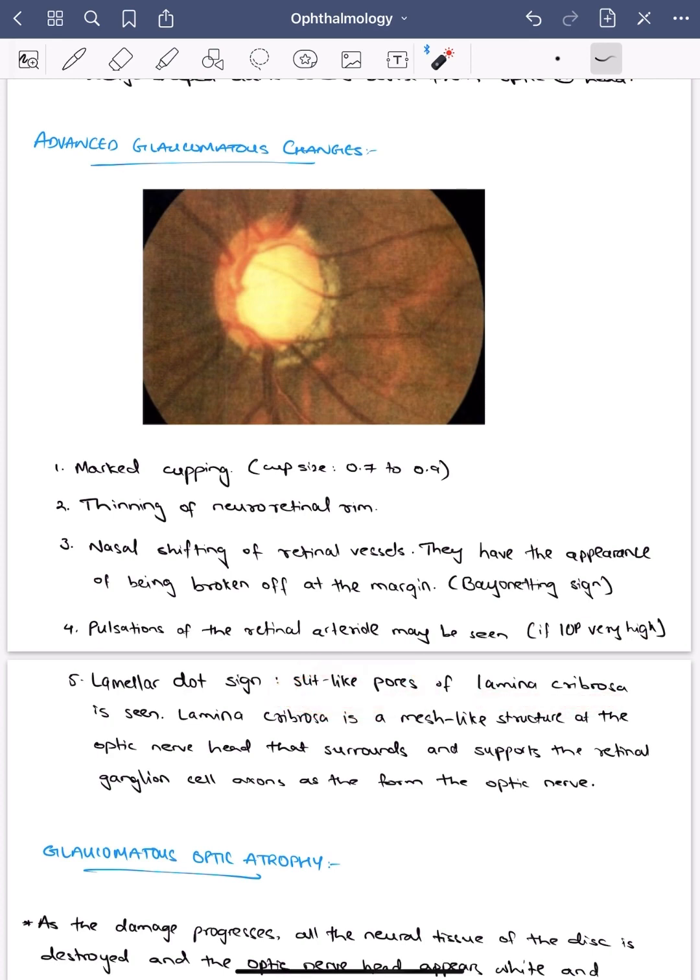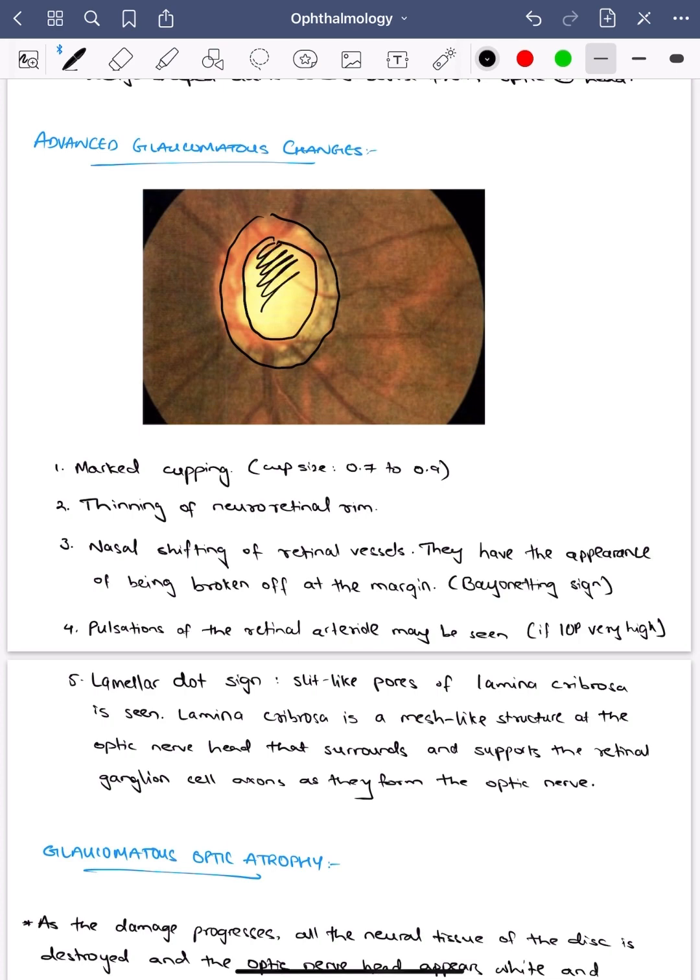Now the lamina cribrosa is a mesh-like structure of the optic nerve head that surrounds and supports the retinal ganglion cells as they form the optic nerve. So again, let us draw the advanced glaucomatous changes. The first is, so this is the optic disc. The first is marked cupping.